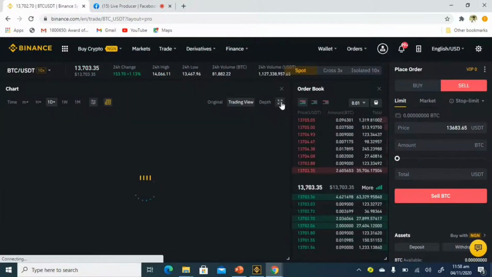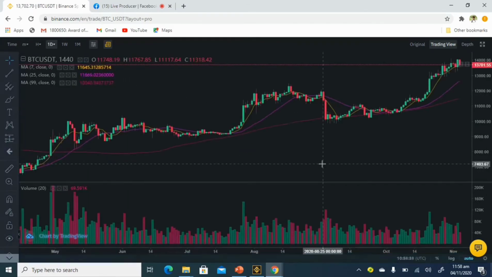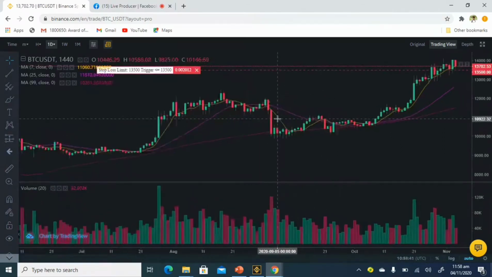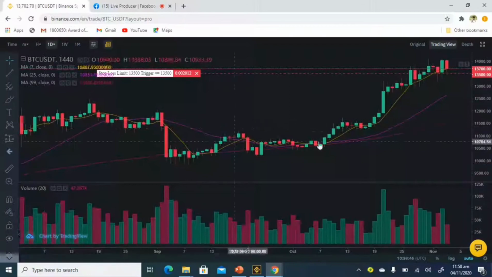Okay, let me come to TradingView. Let me expand it. Alright. Good. Now, this is what? A candlestick. All this you see here are candlesticks. So this is called a candlestick chart.